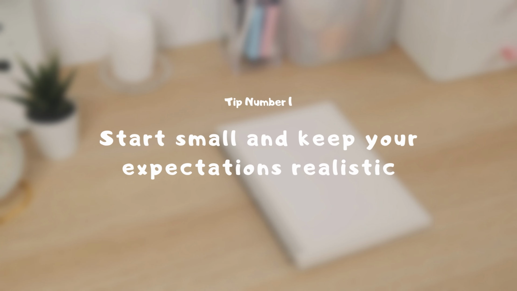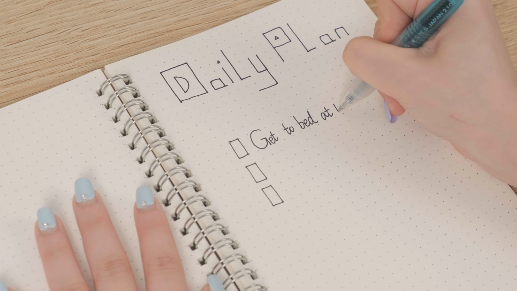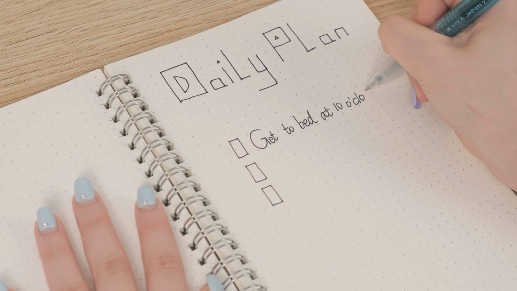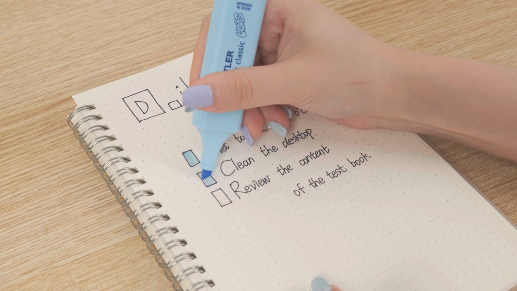Tip number one, start small and keep your expectations realistic. When you first start journaling, you don't need to set too many goals or set those that are too ambitious. We can use a day as a unit, and it is important to set achievable goals for yourself that are realistic in terms of number and feasibility to prevent your confidence from being affected.